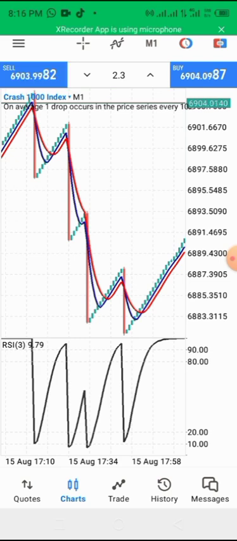If you want to buy, make sure it's an uptrend. If you want to sell, make sure it's a downtrend. So this is Crash and we are scalping. That means we are actually going to buy.